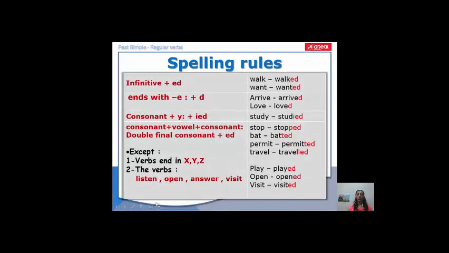Okay, we have spelling rules of adding ed to the verb. We have the infinitive verb plus ed. This is a simple rule. Walk, walked; want, wanted. So we add ed to the infinitive verb. If the verb ends with e, we only put d. Arrive, arrived. Love ends with e, so we put only d. Love, loved.